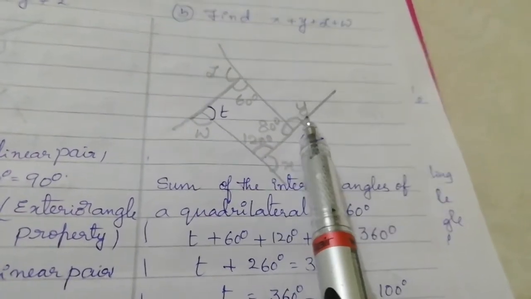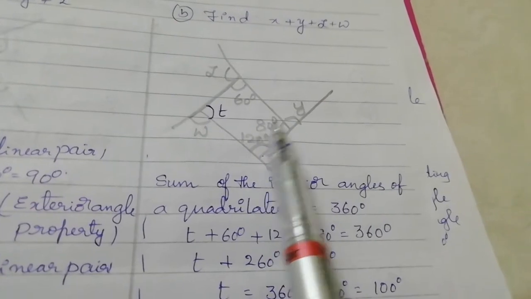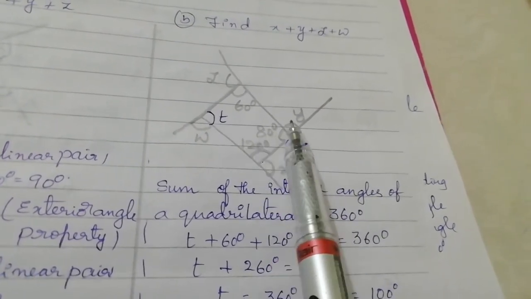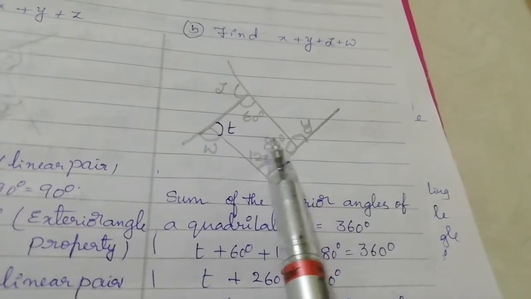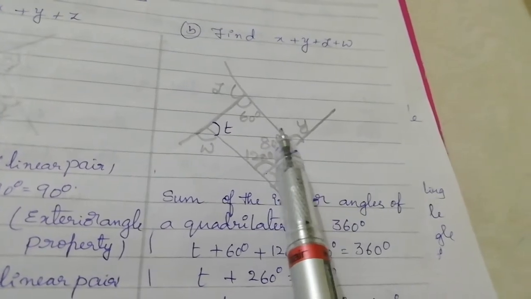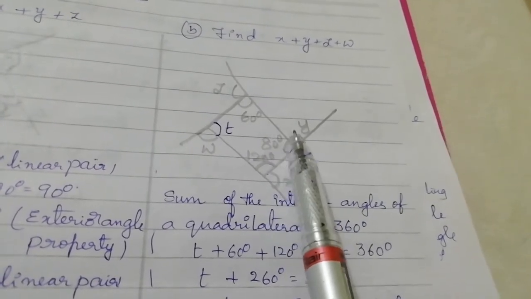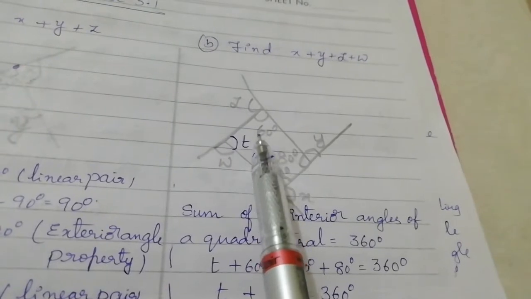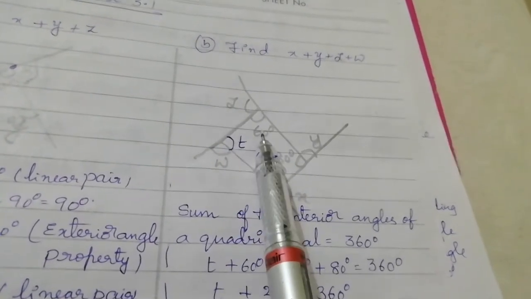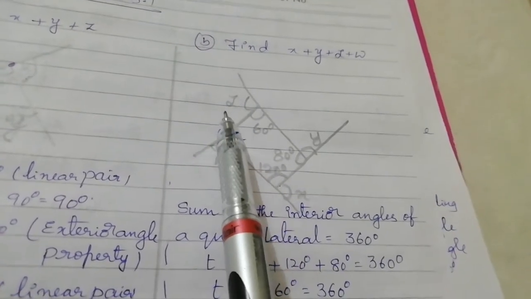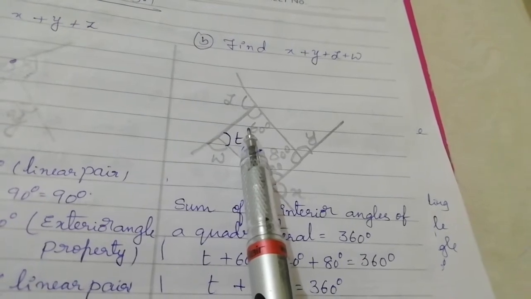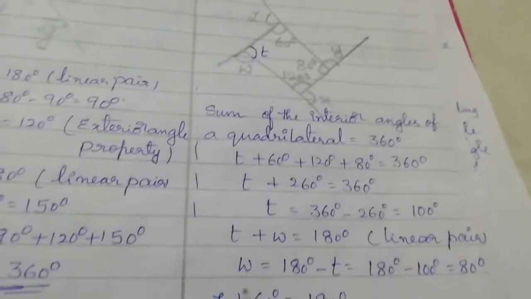And again these two are linear pair. Y plus 80 degrees is equal to 180 degrees. Y is equal to 180 minus 80, which is equal to 100 degrees. Otherwise also these two are angles at the same point. So sum of these two angles is 180 degrees. So 80 plus 100 is 180. Again z and 60 are angles at the same point. These are called linear pair. Z plus 60 is 180. So this is 120 plus 60 is 180. Otherwise you subtract this 60 from 180. You will get z is equal to 120 degrees.